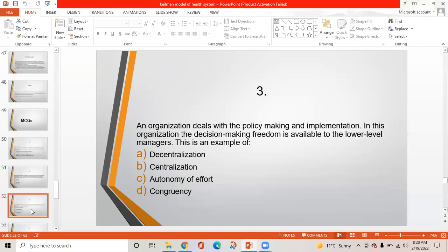Third MCQ. An organization deals with the policy making and implementation. In this organization, the decision making freedom is available to the lower level manager. This is an example of option A decentralization, option B centralization, option C autonomy of effort, and option D congruency. A. Yes, it is an example of decentralization. Option A is the right one.